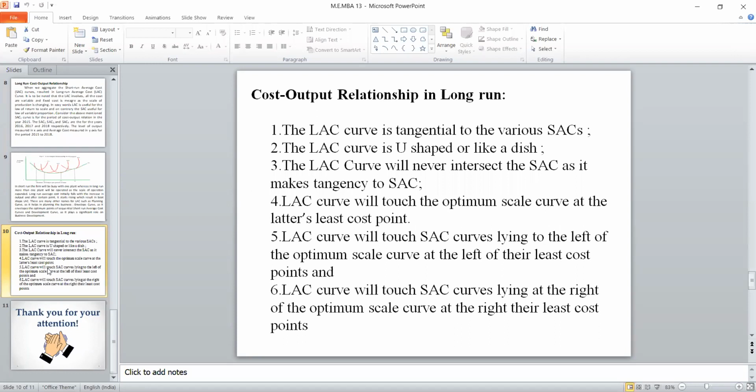Why? Because the left side SACs, like SAC1 and SAC2, will have the optimum point on the left side of the curve. If you take SAC3 or SAC4, the right side of the minimum point will be lying on the right side. That is the most important. That is why it looks like a bowl shape. The last one is the fifth and sixth, the most important one. The LAC curve will touch the SAC curve lying to the left of the optimum scale, to the left of the least cost point. Likewise, the LAC curve will touch the SAC curve lying to the right of the optimum scale, to the right of the least cost point.